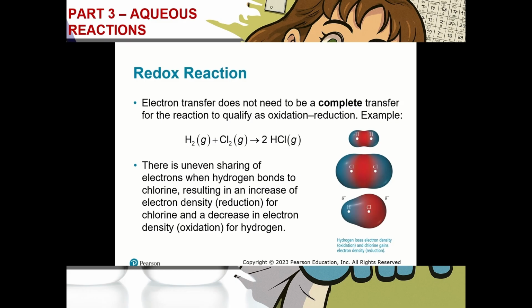Okay. So electron transfer does not need to be a complete transfer. Even if electrons are not fully transferred, uneven sharing counts as a redox. For example, hydrogen bonding to chlorine, they shift the electron density like you see over here. So now the hydrogen loses electron density, and you see that it's bigger on this side because I have more density for chlorine or the chloride ion, okay? Because chlorine gains electron density because it suffers reduction, okay? It got electrons.